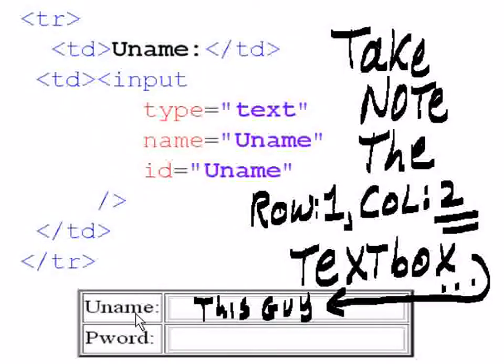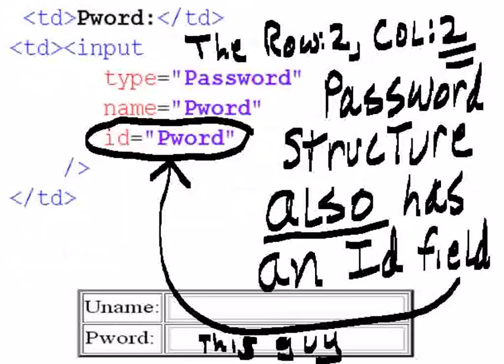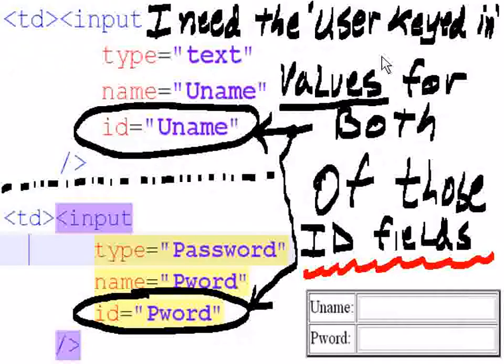Take note that the row 1, column 2 text box, this one right here, has an ID field, "uname", capital U, name. And the row 2, column 2 password structure also has an ID field called "p-word". I need the user keyed-in values for both of these ID fields. Uname here, p-word here. Their values.